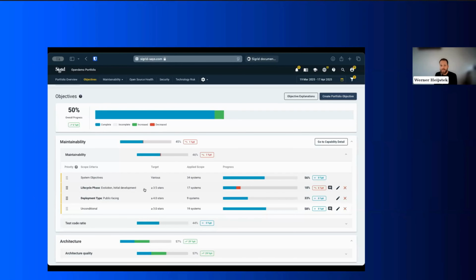And when you don't, well, you can decide as an organization what you want. Some organizations are really strict. They say, sorry, no check-in. If you don't comply, you cannot pass your build pipeline. That's a bit strict, but it might really be important for an organization, of course. But it says, for example, if your deployment type is public facing, then the quality level of maintainability needs to be even higher. And you can then apply this to a subset of your systems.